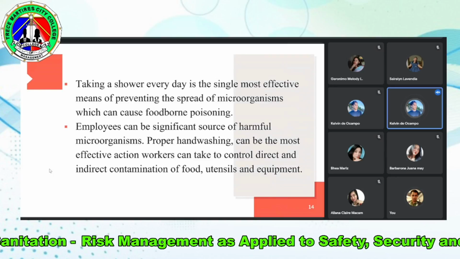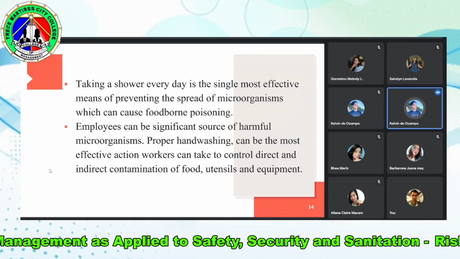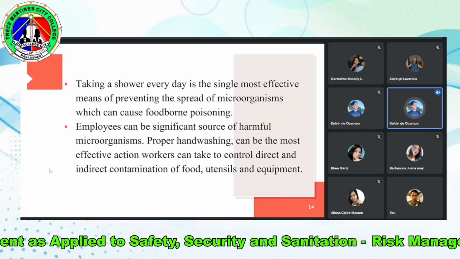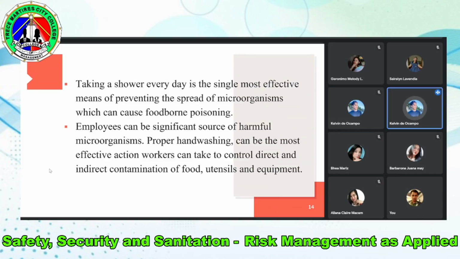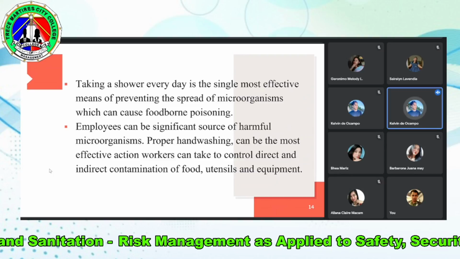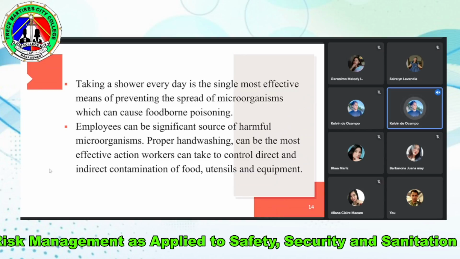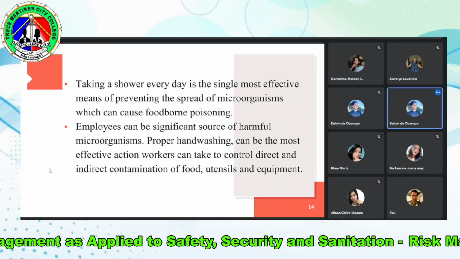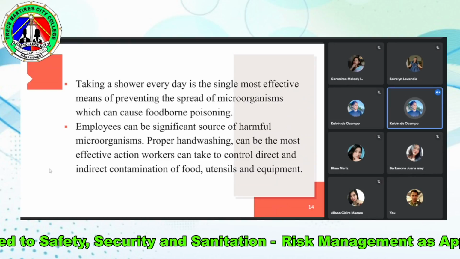Taking a shower every day is the single most effective means of preventing the spread of microorganisms which can cause foodborne poisoning. So ayun, pagligo daw po yung isa sa mga pinaka-epektibong paraan para mapigilan yung pagkalat ng mga microorganism which can cause foodborne poisoning. Dahil yung mga produkto po na ginagamit natin, kagaya ng mga sabon, contains a substance na nakadesign para pigilan po yung pagkalat ng mga microorganism.